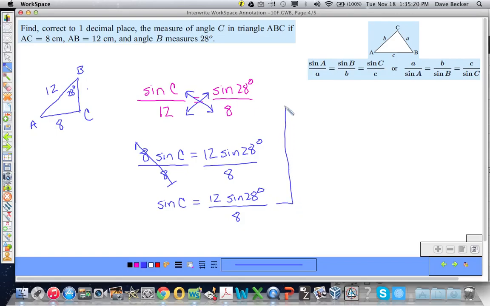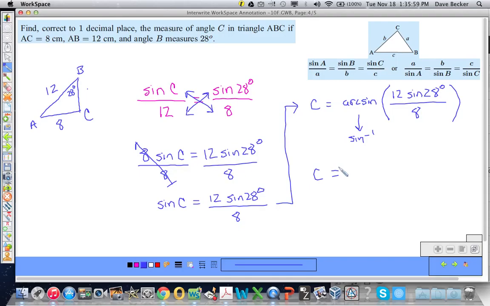And I'm going to move my calculation up here. And I have to solve for the angle C. So I'm going to say that C is equal to the arc sine. Remember, to find an angle, we use arc sine of all of this. So that's going to be the arc sine of 12 sine 28 degrees, all divided by 8. And remember, this is the same thing as sine negative 1, but I just use this because the calculator Desmos has it.